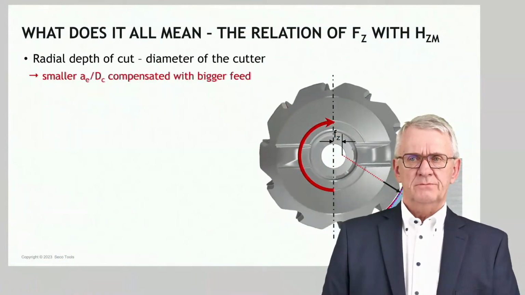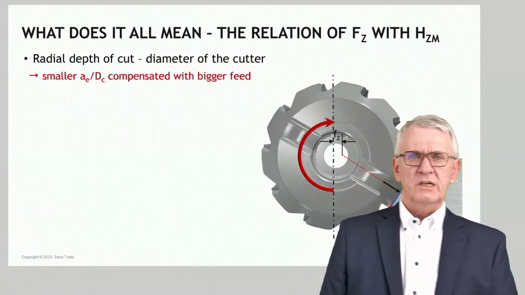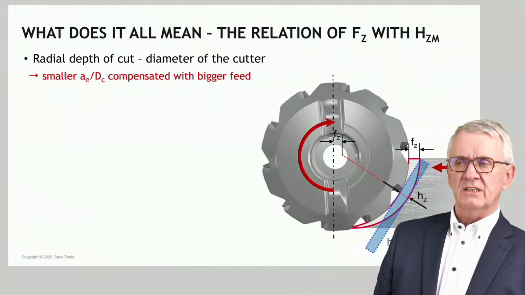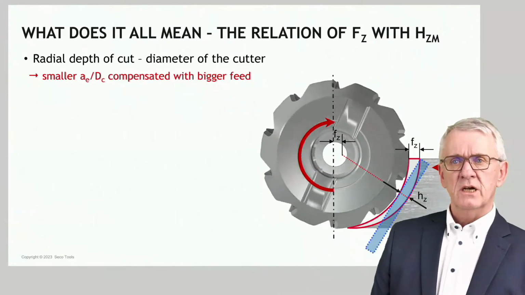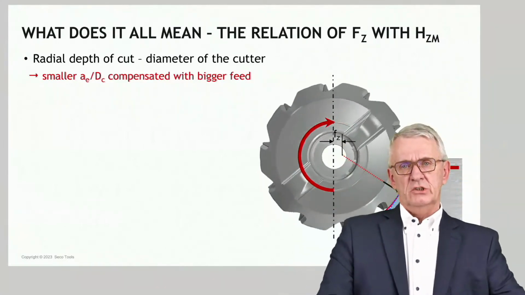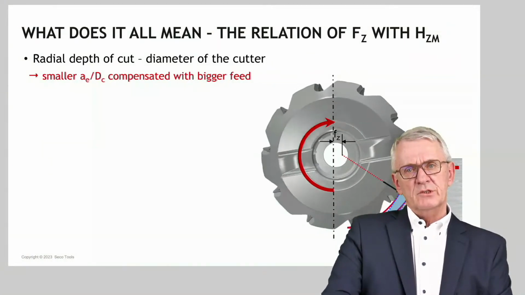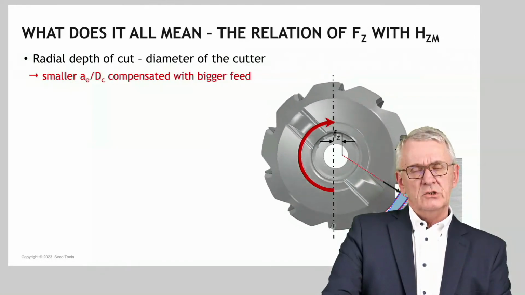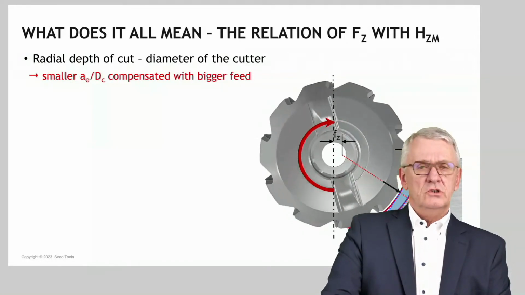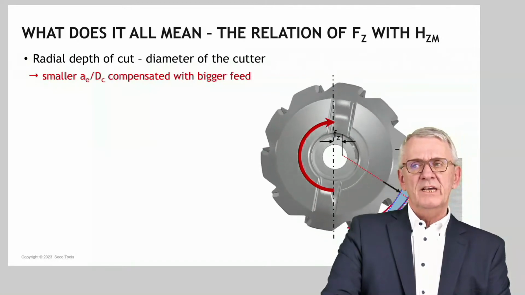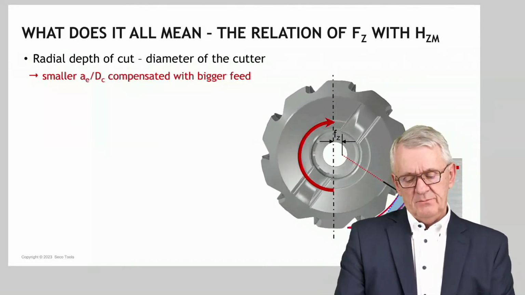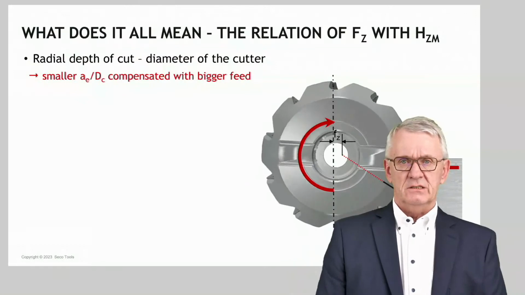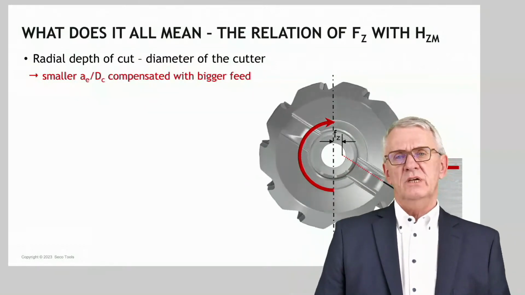In a nutshell, the way of thinking should be that if the radial depth of cut or the diameter of a milling cutter is changing, and most of the time we work with a ratio here, people talk about the AE/DC ratio, the radial depth of cut divided by the diameter of a milling cutter. Well, if that ratio is getting smaller, you can compensate that with bigger feed to keep the balance between the average chip thickness and the feed. Small AE/DC ratio means big feed.